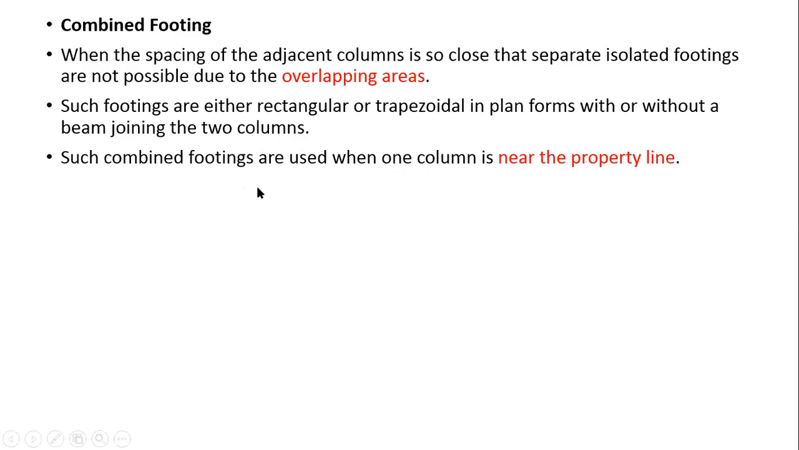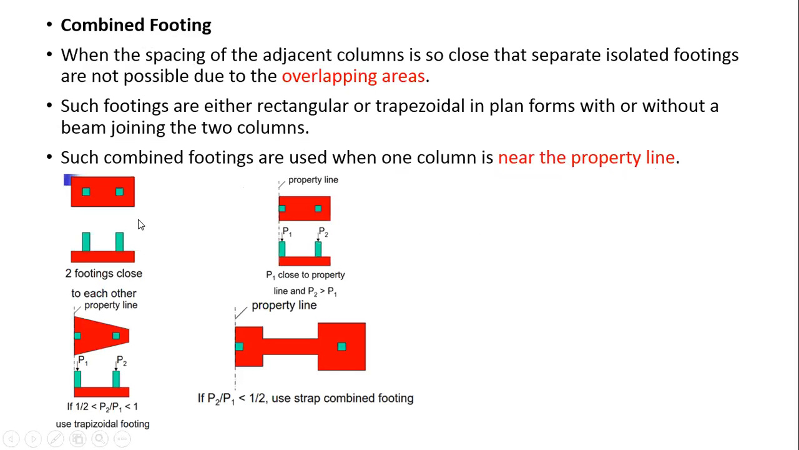And most of the time when a column is situated near the property line, then in that case you have to provide the combined. Like suppose that, look here, this is my one column, this is another column. Okay, if I provide separate footing for this one and separate footing for this one, what will happen? The areas of this footing will overlap each other. So in that case, I have to provide one combined footing. Okay, so this means that two footings close to each other. So in that case, I have to provide a combined. This is my column, and this is your combined.